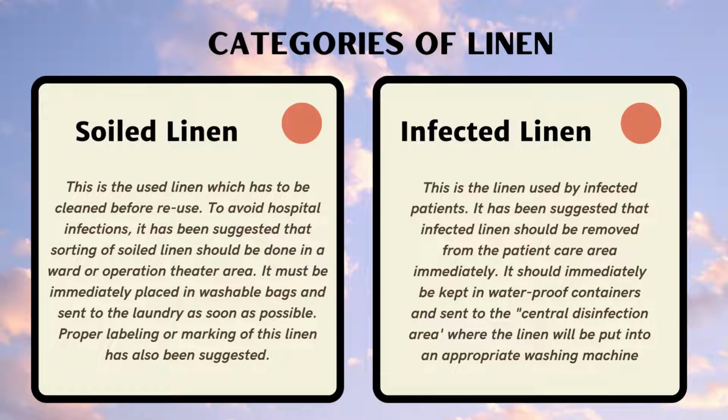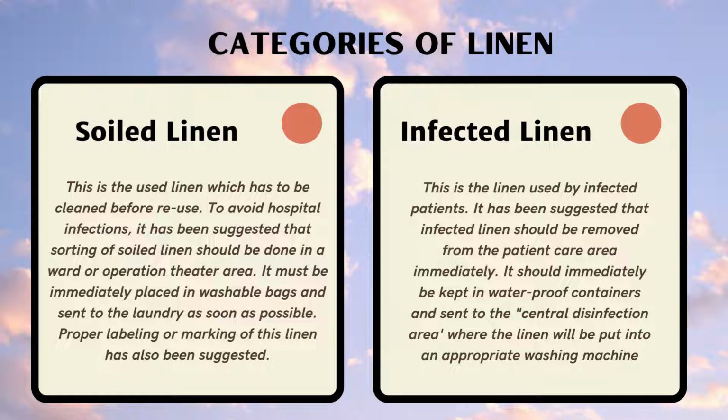Categories of linen. There are four categories of linen, and in the slide there are two categories. One is soil linen. This is the used linen which has to be cleaned before reuse to avoid hospital infections. It has been suggested that sorting of soil linen should be done in a ward or operation theater area. It must be immediately placed in washable bags and sent to the laundry as soon as possible. Proper labeling or marking of the linen has also been suggested.